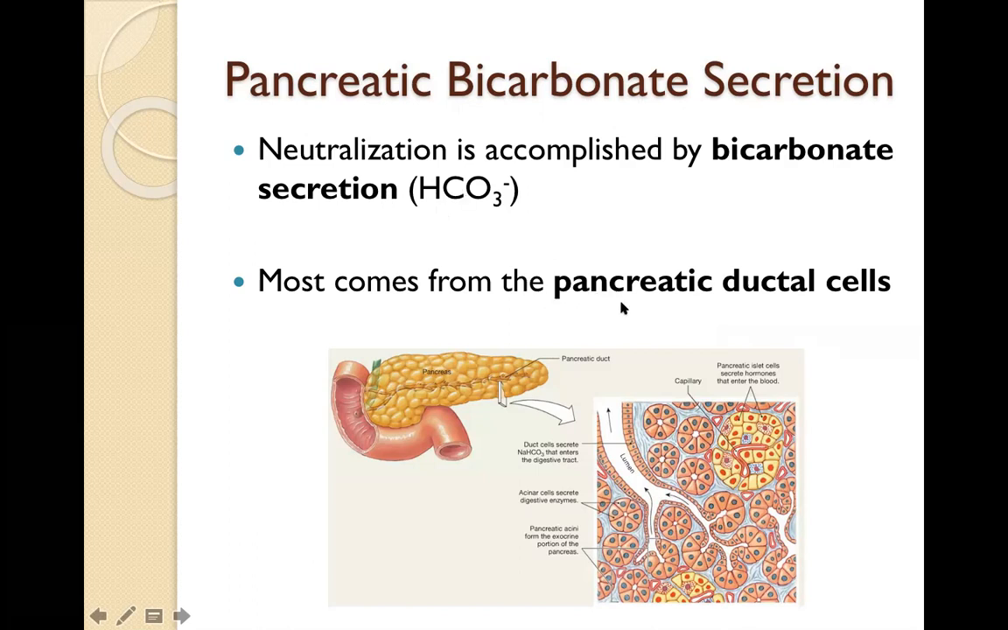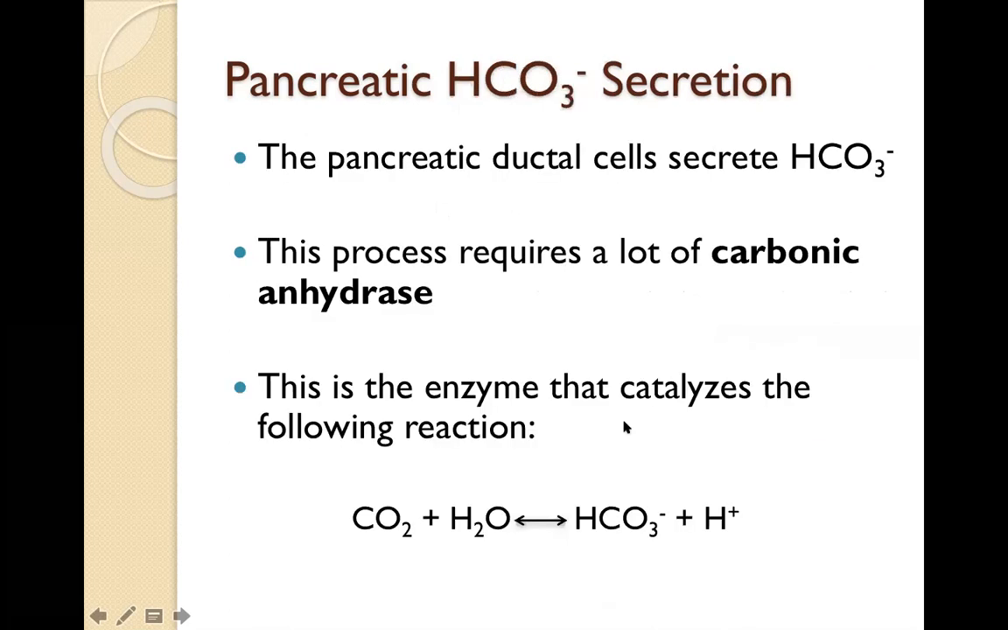And so this particular bicarbonate comes from the pancreatic ductal cells. So you can see that there's the lumen of the pancreatic duct, and it's one of those cells in the lumen of the pancreatic duct that you get secretion of bicarbonate ions. And this process, just like what we saw in the last example, requires a lot of carbonic anhydrase. And the carbonic anhydrase is very important in catalyzing this particular reaction.